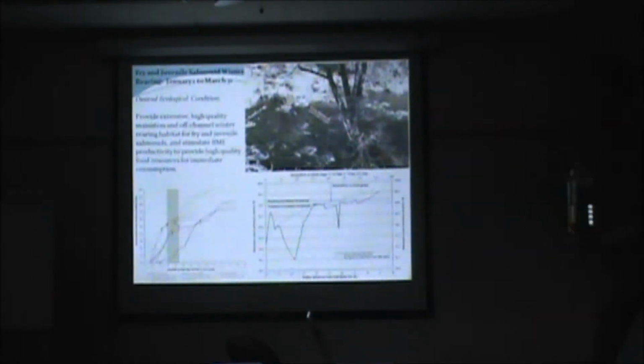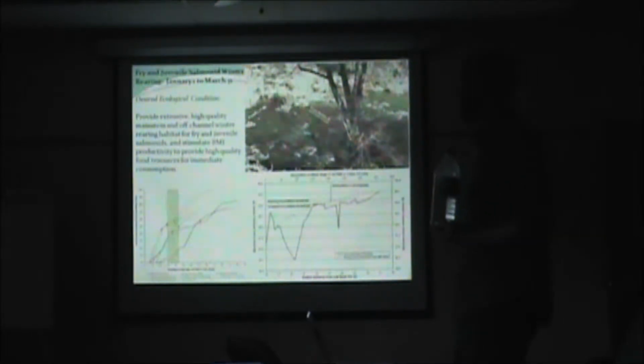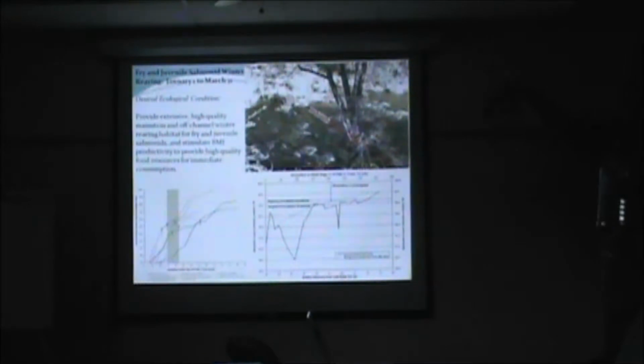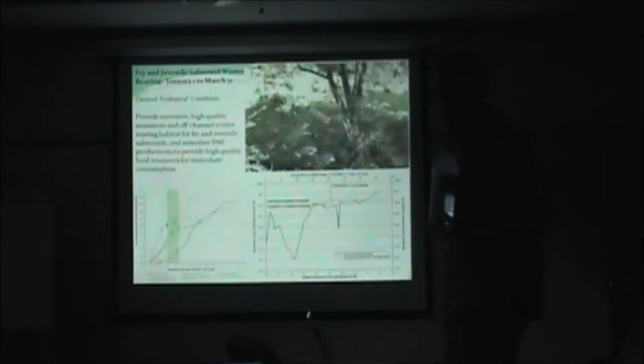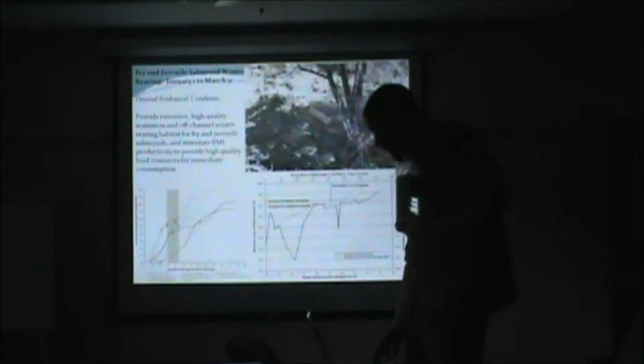So this is our winter rearing period. The goals for the winter rearing period, in your wetter years, are to provide off-channel rearing habitat, to get fish up onto the floodplains and allow them to rear, and to stimulate food sources for those fish, both in the channel and off channel. We want to provide space for juveniles to rear and food sources. I mean, that's basically the end game for the winter period.